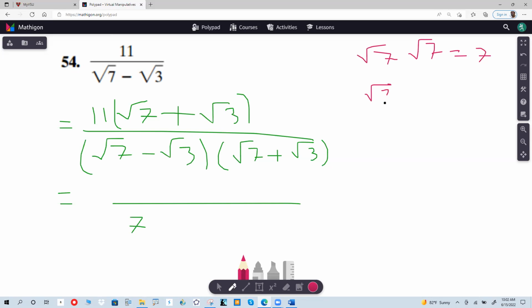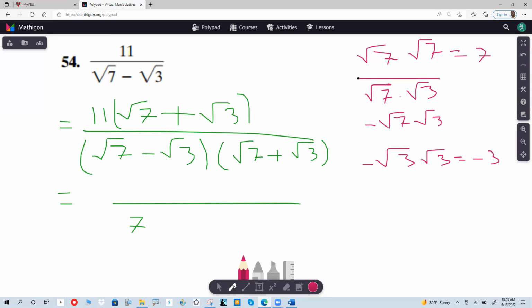Square root of 7 times square root of 3, nothing going on, leave it alone. What's the inside term? Negative square root of 3 and square root of 7. Well, not a whole lot going on either. And what are the last terms? Negative square root of 3 times negative square root of 3 turns out to be negative 3.